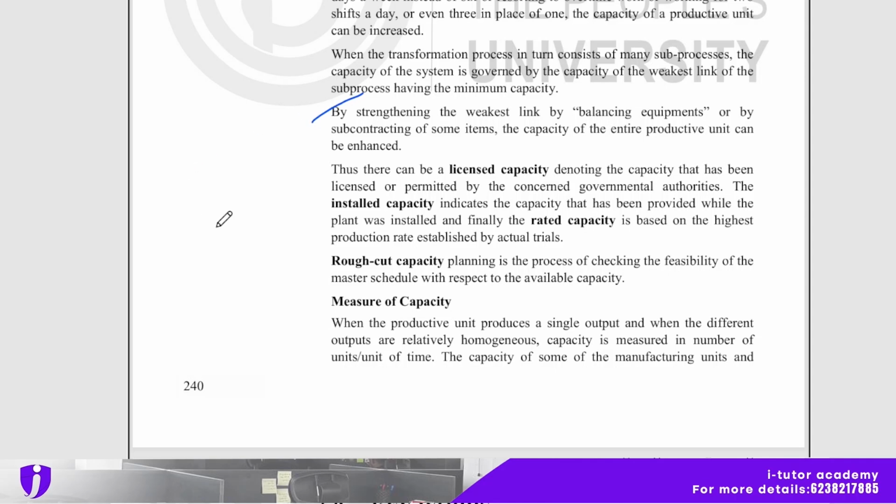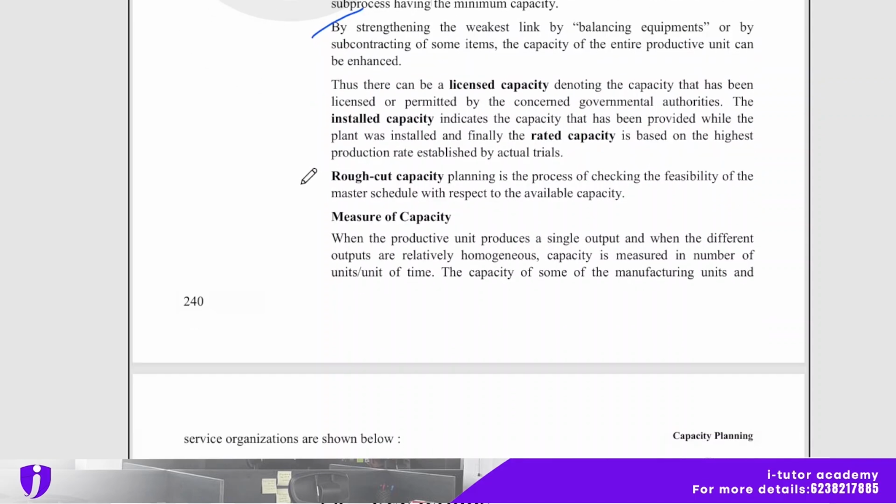By strengthening the weakest link, by balancing equipment or by subcontracting some items, the capacity of the entire productive unit can be enhanced. Thus, there can be a licensed capacity, denoting the capacity that has been licensed or permitted by the concerned governmental authority, and the installed capacity indicates the capacity that has been provided while the plant was installed. And finally, the rated capacity is based on the highest production rate established by actual trials.